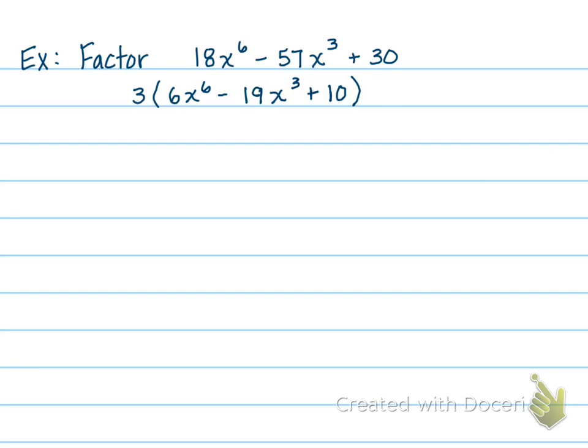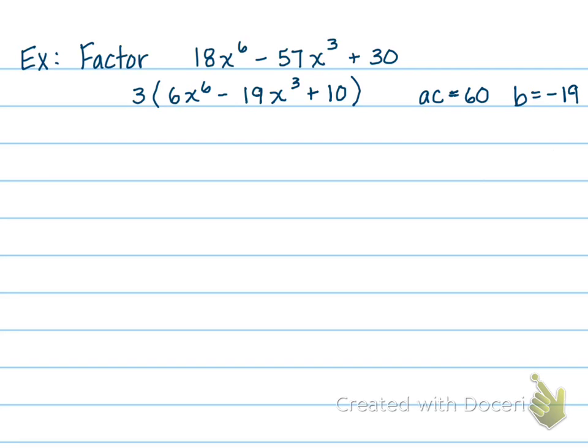Okay, so now we're going to do the AC method. When you have higher order polynomials, the AC method works exactly the same way, because the AC method really just deals with the coefficients, right? So it just deals with the numbers. So what's going on with the variables kind of comes out in the wash. So we have AC equals 60 and B equals negative 19.